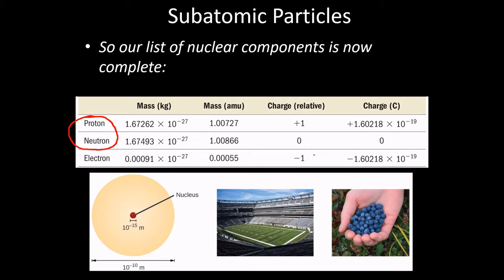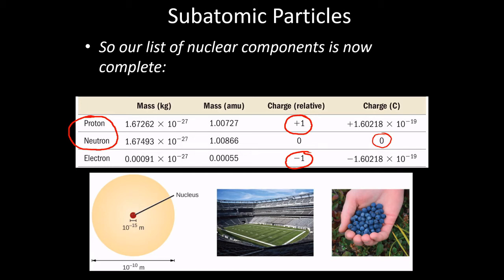Now when it comes to charge, the electron is important. It has the same charge as a proton, but it is opposite in sign. So an electron has the exact same charge as a proton, except it is negative, and the proton is positive. So it's 1.60218 times 10 to the negative 19 coulombs is the charge of both a proton and an electron. Just the electron is negative and the proton is positive. And then the neutron is neutral. It has no charge. So these three particles together make up the atom.